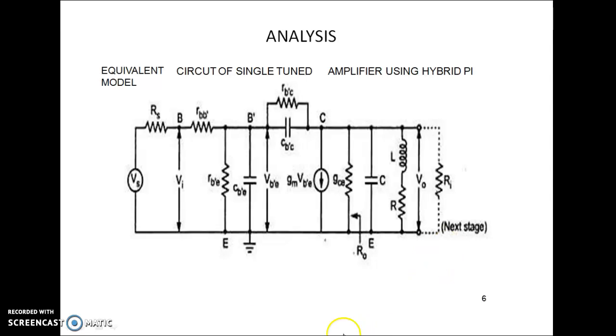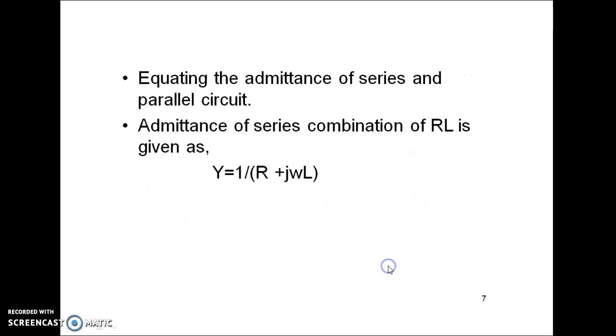Now you can see here, at the output side, the output impedance and the capacitors are all in parallel except this L and this leakage resistance R. This series impedance we will convert to parallel so that the network reduction can be done easily. This L and R are in series, so we'll take the admittance of that and replace it with the shunt values.